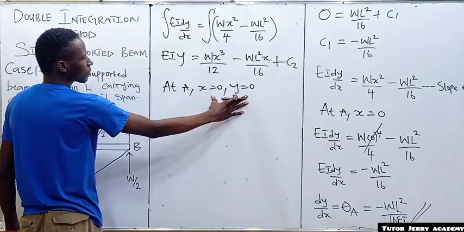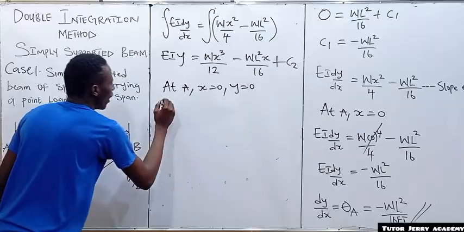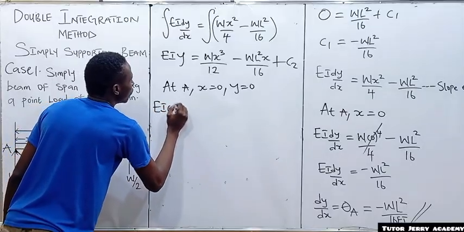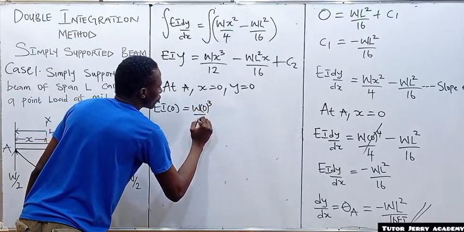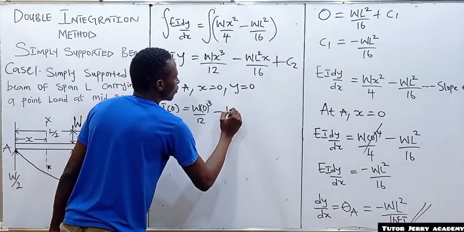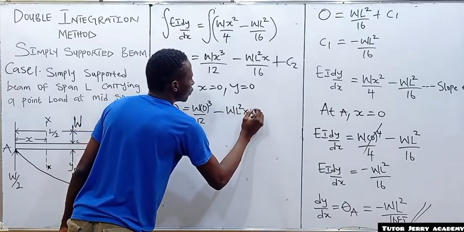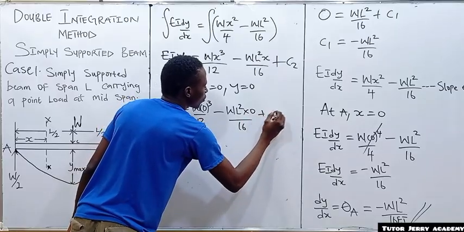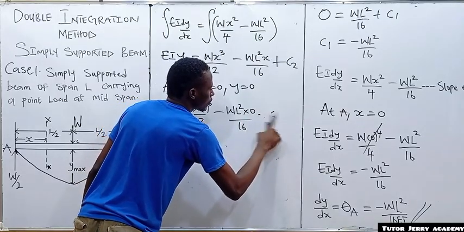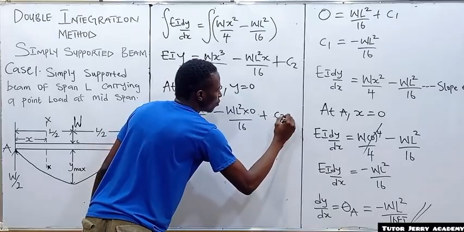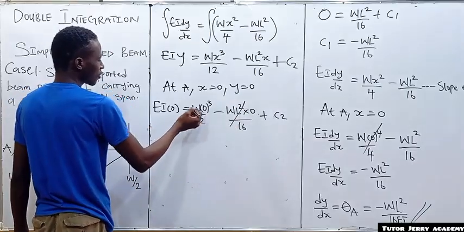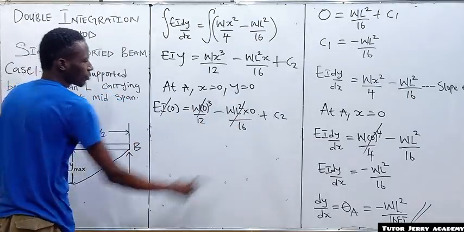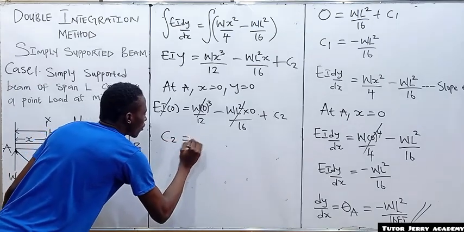If I substitute x equal to 0 and y equal to 0 here, we have EI times 0 equal to w times 0 to the power of 3 all over 12 minus w l square multiplied by 0 all over 16 plus c2. Now it is obvious here that c2 will be equal to 0. 0 multiplied by this is gone, 0 multiplied by this is gone. So c2 will be equal to 0.